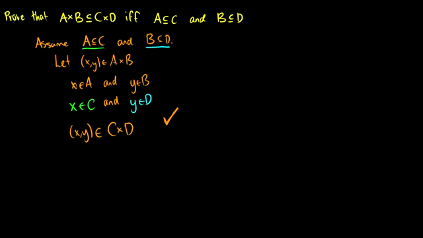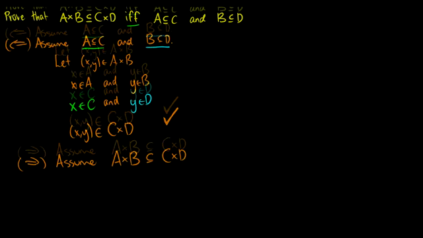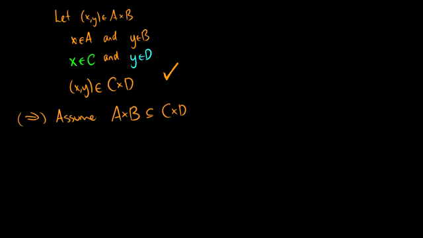Okay, so there is the other way here, so I guess I could do the other way. For the next part, this was this way, so now I'll prove the other direction. We're going to assume that A cross B is a subset of C cross D. What this says is we want to prove that A is a subset of C and B is a subset of D. Okay, so we're going to let x be in A and y in B.